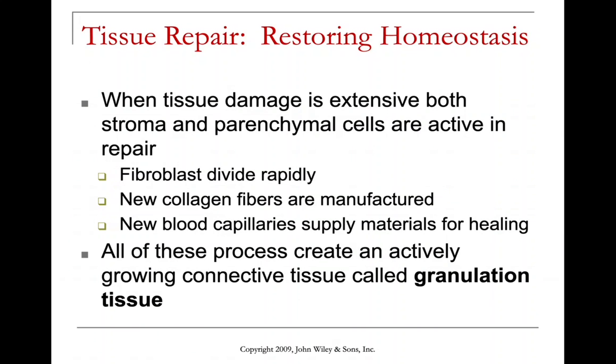So when tissue is damaged, and it's extensive to both the stroma and parenchymal cells, those will both be active in the repair. Fibroblasts are going to divide rapidly to make new fibers, particularly collagen fiber. New blood capillaries are going to supply materials needed for healing. So all of these processes create an actively growing tissue that we call granulation tissue.